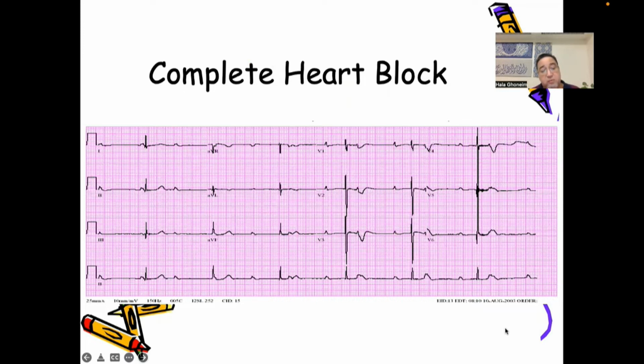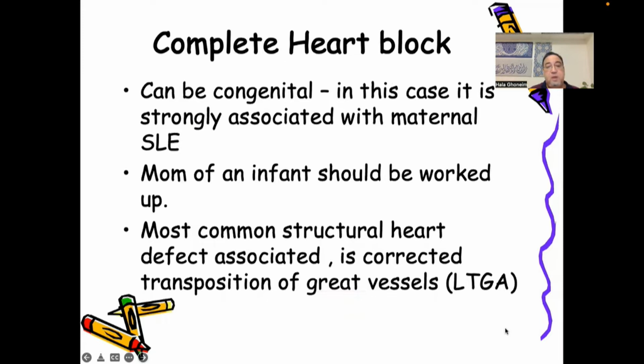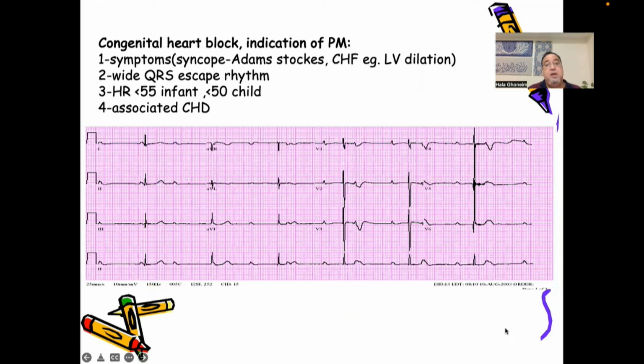In complete heart block, as you see, there is no relationship between the P wave and the QRS complex, but the relationship between the P waves themselves is regular. And the P waves, if you count them, are more than the QRS complexes. And this is really important in diagnosing complete heart block. So in a neonate, it can usually happen in an infant of an SLE mom, sometimes in corrected transposition of the great arteries. And we have risks of congenital heart block if symptomatic, and with time it will lead to LV dilatation.